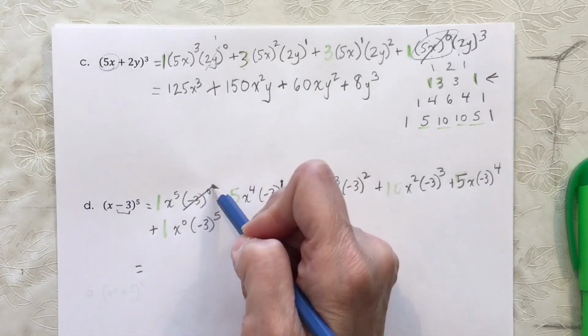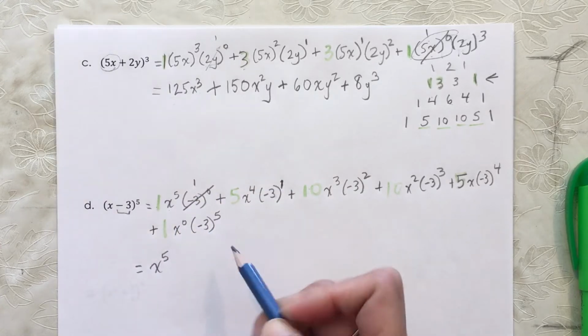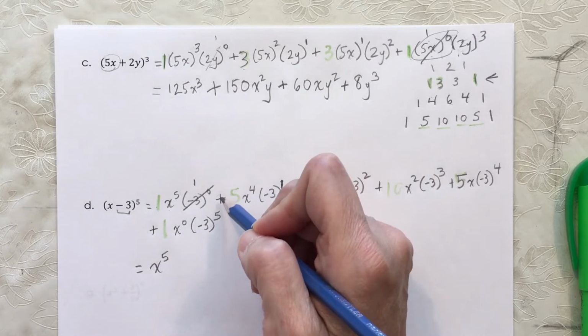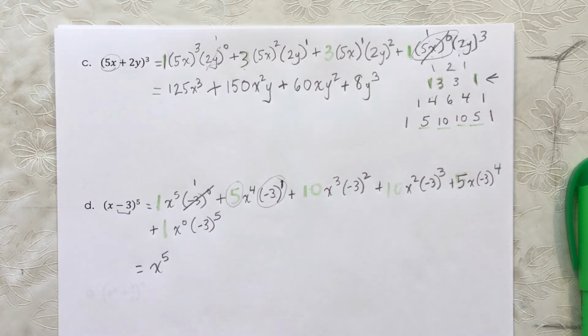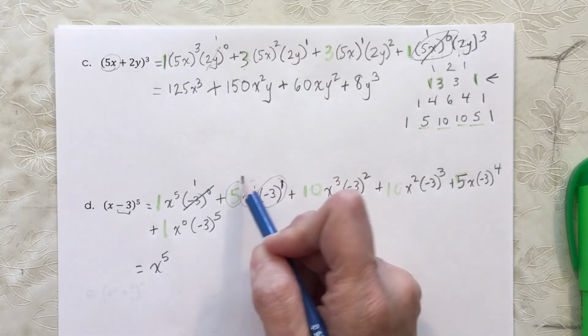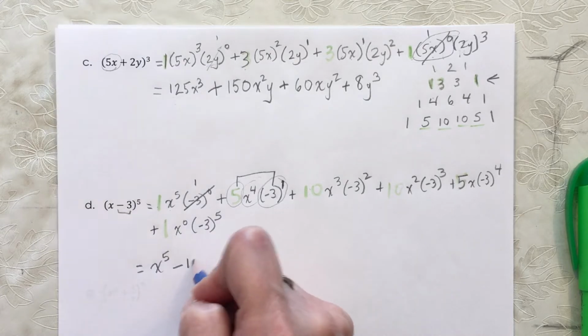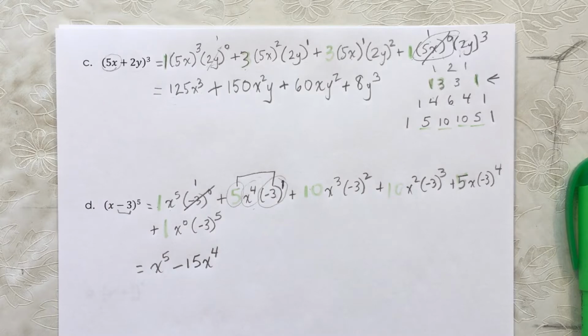So -3 to the 0 is 1, so 1 times 1 times x to the 5th is x to the 5th. Now before I write a sign down here, I see I've got plus 5 times -3 to the 1 times x to the 4th. So the 5 and the -3 are going to multiply together to give me -15 as the coefficient times x to the 4th as the variable.